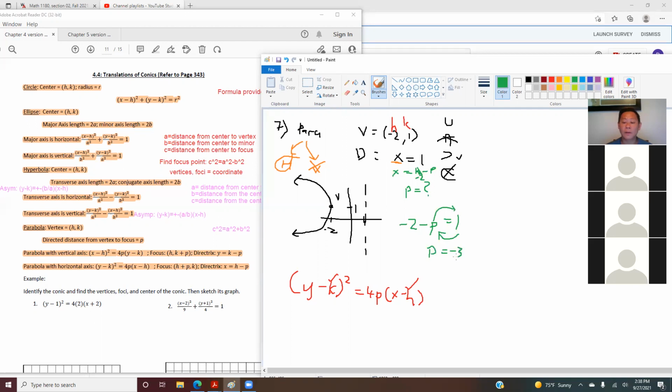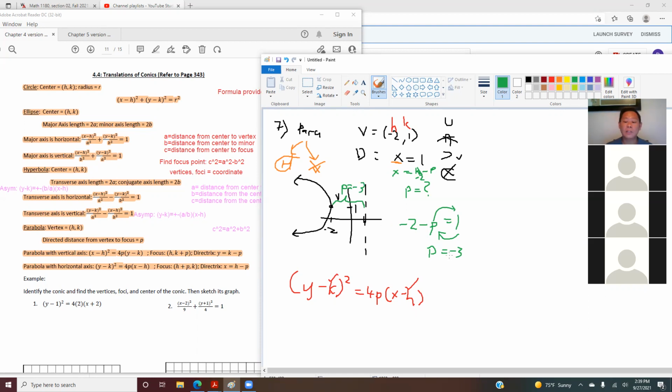-3. That's one way. Another way, you just figure out the distance from here to here. That is your P. And don't forget, this will be negative. The reason is because your directrix is on the positive side. If your directrix is on the negative side, it's positive. This is negative because your C opens backwards. So what is the distance from here to here? How far is it from here? 3, right? So that's another way for us.